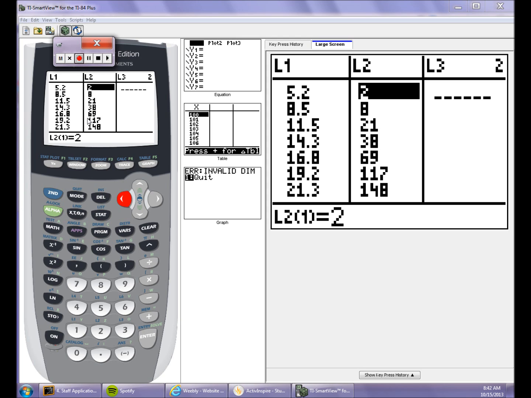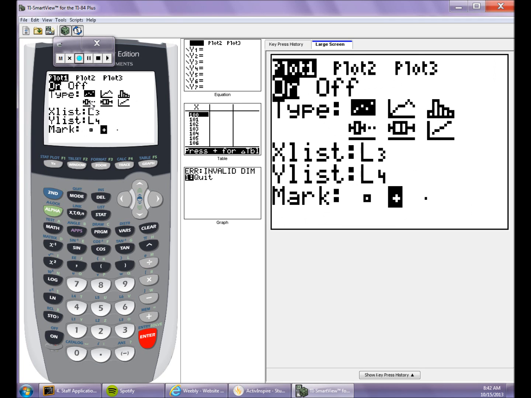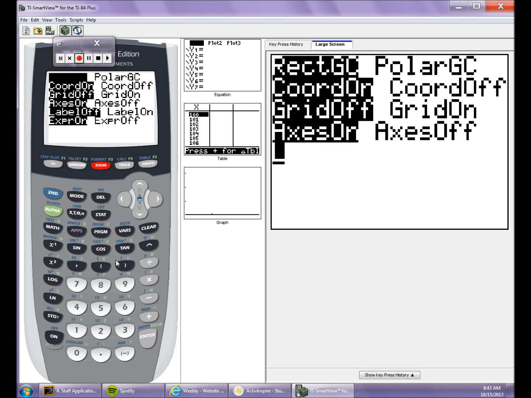Before I do anything, I want to look at the graph of this data just to see if I can try to narrow it down. So I have my explanatory x into L1, my response y into L2. I'm going to look at the graph by hitting second y equals, or go to my stat plots, and I'm going to make a graph of L1 versus L2. So I've changed my x list to L1, my y list to L2. By hitting zoom 9, I can fit this to my screen.